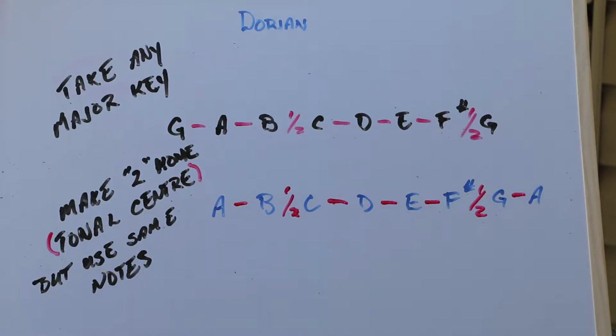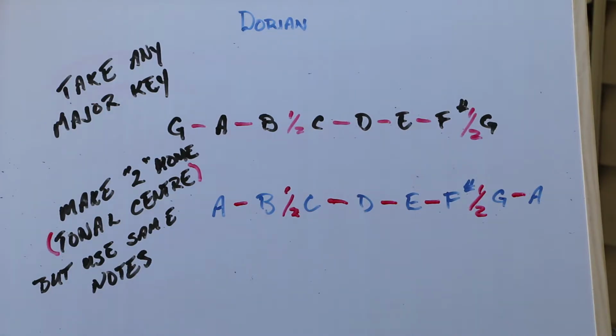So we're going to make A home, or the tonal center, but we're still going to use all G notes. We're not going to use A major notes. We're just going to use G notes. So all A Dorian, like so, this is A Dorian. And just to make things simpler in your head, it's just a G scale starting at the 2.